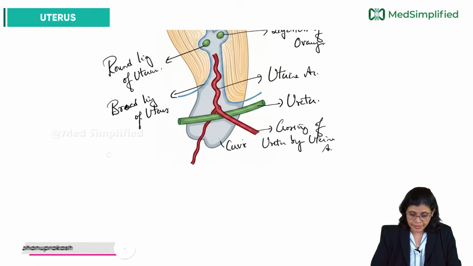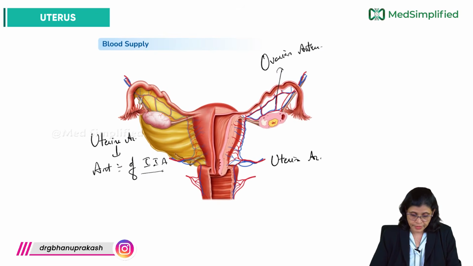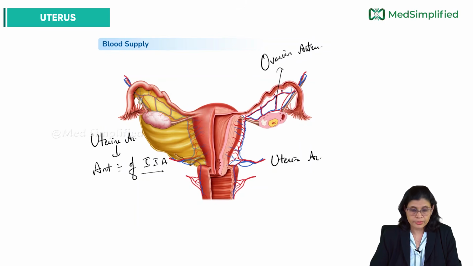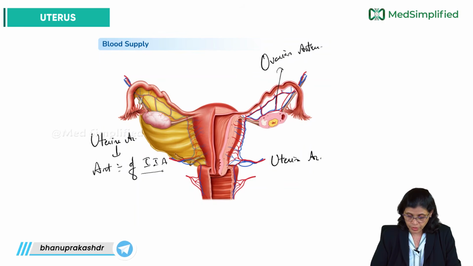It will run medially, and here it crosses the ureter from above and lateral to the cervix. So the cervix is here, and it is lateral to the cervix and superolateral to the fornix of the vagina. So this is the vagina. Superiorly and laterally to the fornix of the vagina and laterally to the cervix, at this point it will cross the ureter and then ascend upwards.